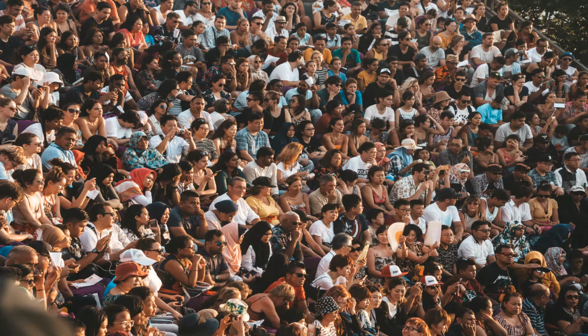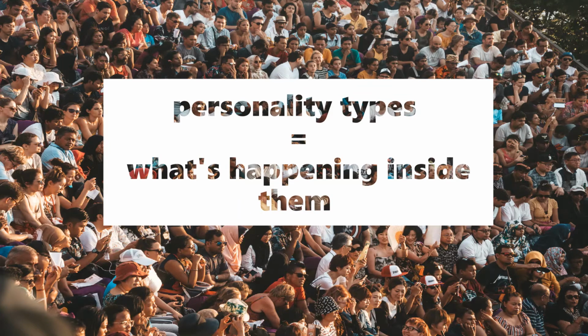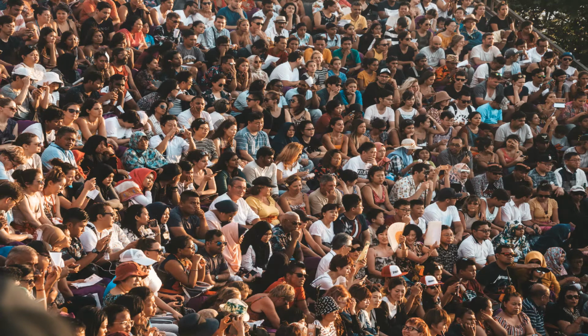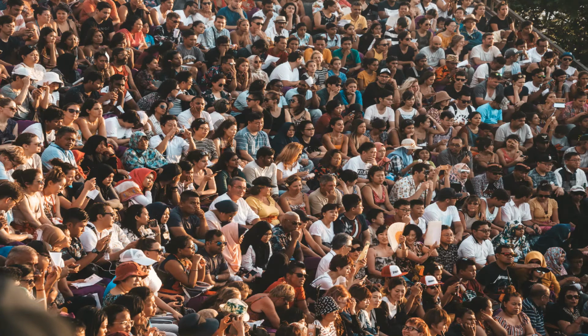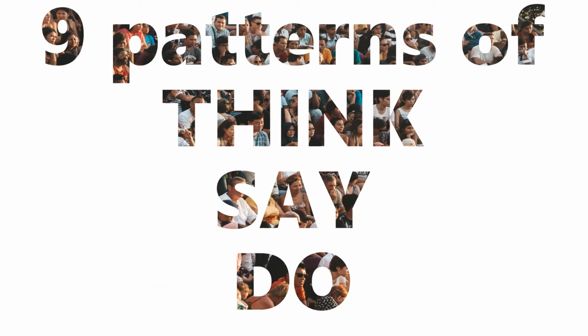But this personality types thing is more about what's happening inside of them. And you can't just see that always by looking at them. So the personality types we're looking at are about putting people into 9 different groups, 9 different types of patterns about the way characters think. So what they focus on, what they say, so like what they talk about, and to some degree, even what they do. So why are they motivated to do the things they do? Why do they do what they do?